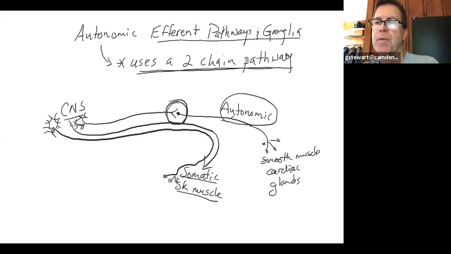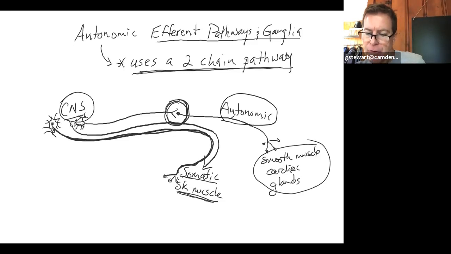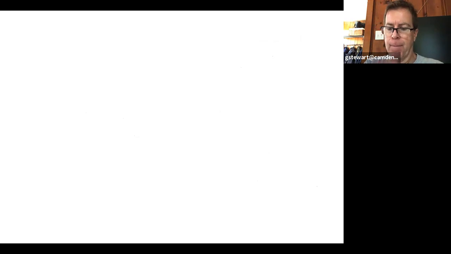So there's a synapse here somewhere between the central nervous system and the effector organs. There's another neuron, there's a synapse here, and it always uses a two-chain pathway. The somatic division, which we are not really talking about right now, just so you know, the difference is it uses a one neuron, one chain pathway. So that's the first thing to get through to understanding this.